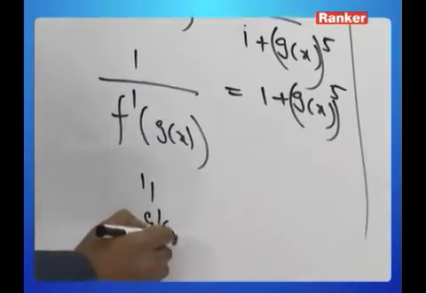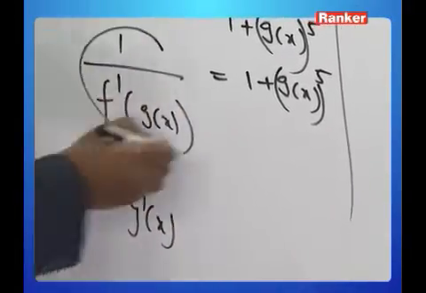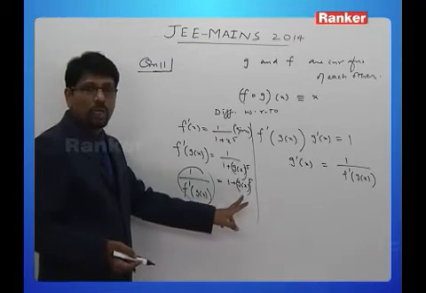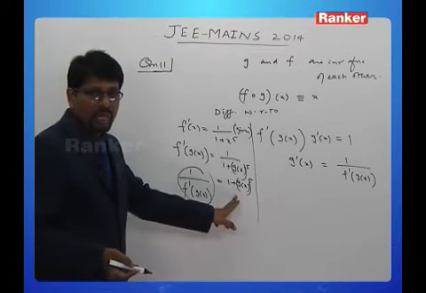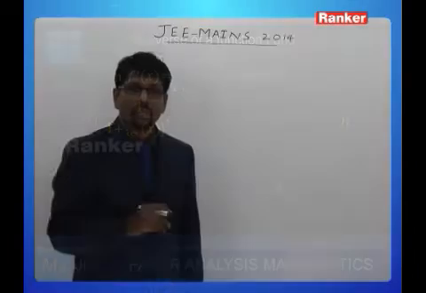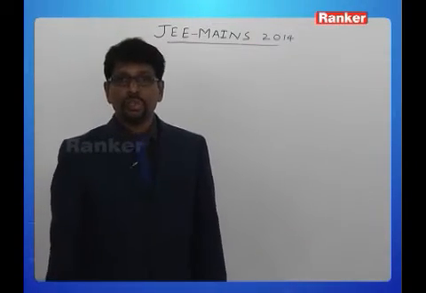g dash of x is 1 by f dash of g of x. That is what you found here. Hence g dash of x is equal to 1 plus g of x raised to the power 5, and that's clearly seen in option 2. Option 2 is the right answer. Let's move on to the next question, question number 12.